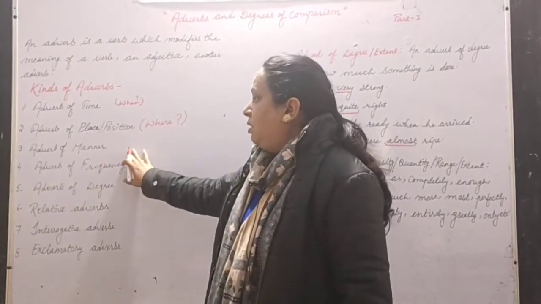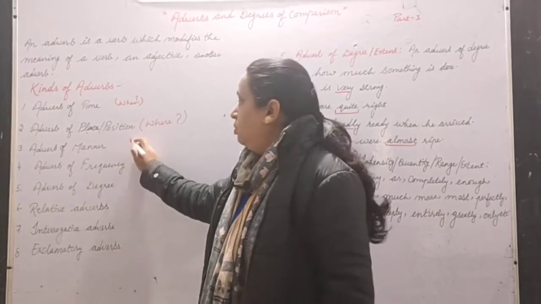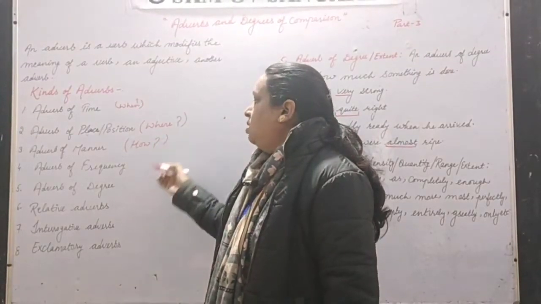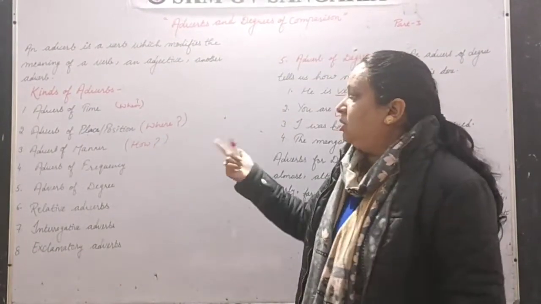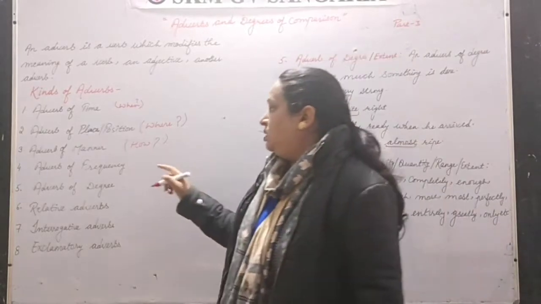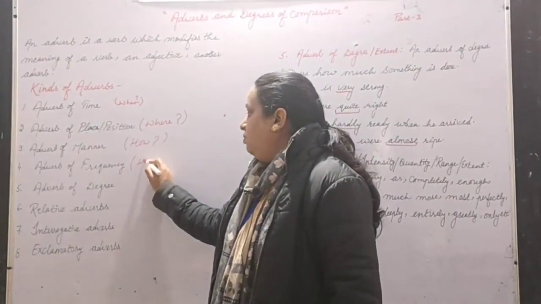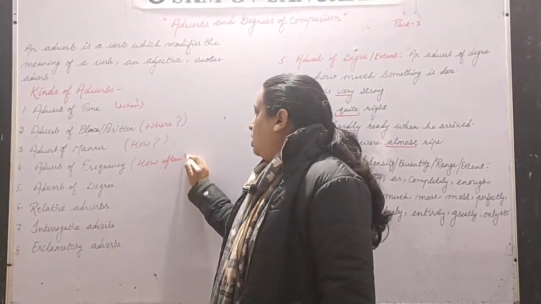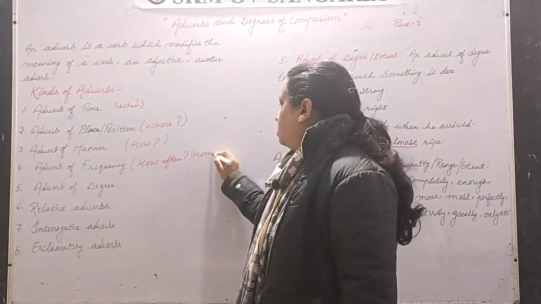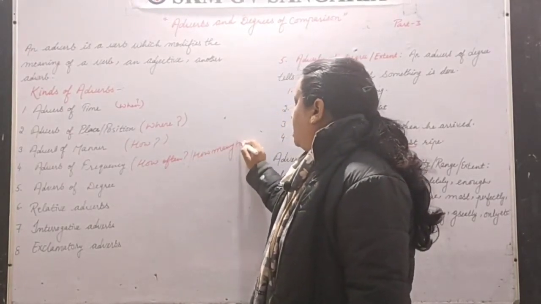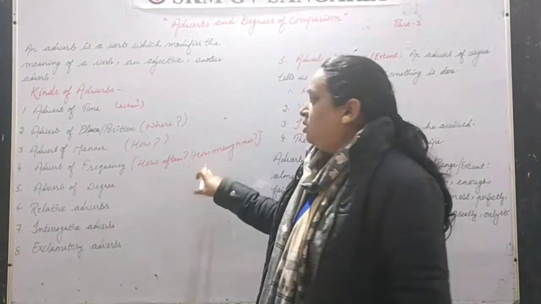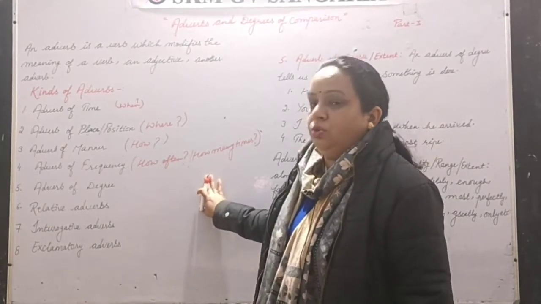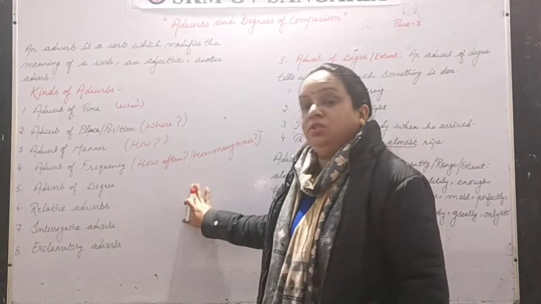Next one is adverb of manner. Adverb of manner is how, right? So how the action took place, meaning what was the manner of that. So this is adverb of manner. Next one is adverb of frequency: how often or how many times. You can frame the question like this, how many times, okay. So these are the tips from which you can easily find out the kinds of adverbs.